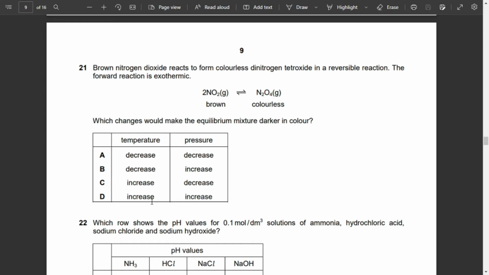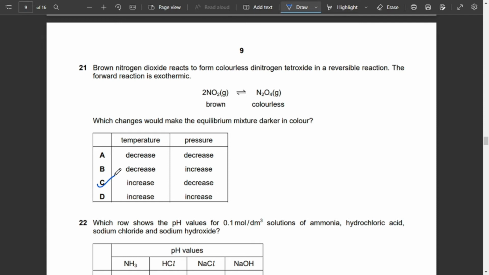And now moving on to the pressure side. Equilibrium always shifts towards the side which has fewer moles. So if we increase the pressure, the equilibrium will shift towards the colorless side, because colorless is only 1 mole of gas while brown is 2 moles of gas. So for this we are supposed to shift the equilibrium backwards, so we will decrease the pressure. So the answer must be increase temperature and decrease pressure, which is C.